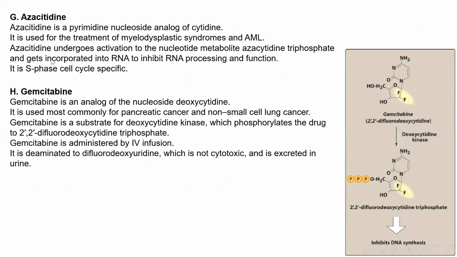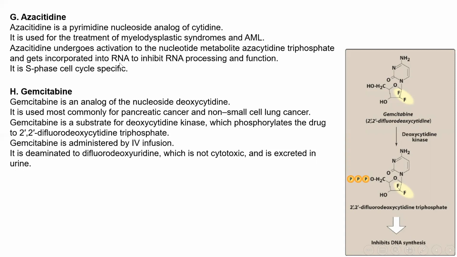Then we have azacitidine. This drug is a pyrimidine nucleoside analog, so it is a pyrimidine antimetabolite. And it is used in the treatment of myelodysplastic syndromes and AML. Azacitidine undergoes activation to the nucleotide metabolite azacitidine triphosphate. Just notice here that the spelling is different from the parent drug. And this one is the active metabolite.